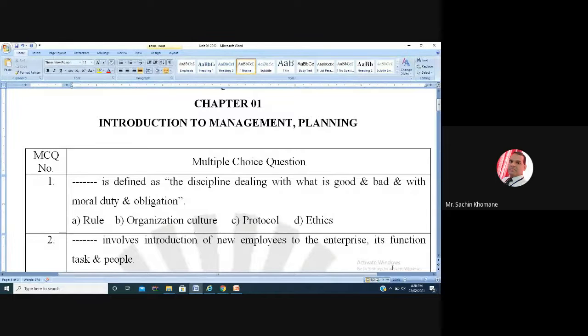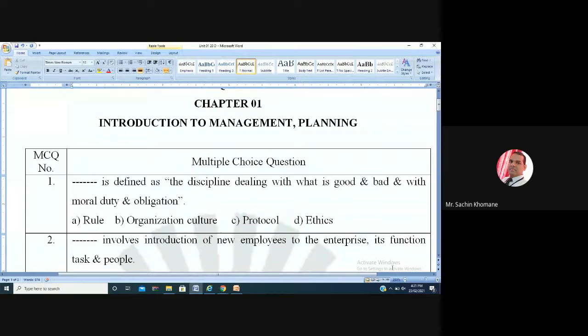The first question: Dash dash is defined as the discipline dealing with what is good and what is bad, and with moral duty and obligation. Options are rule, organization culture, protocol, and ethics. You can put your opinion in the chat box, reading the question carefully and then putting that option in the chat box. What will be your answer?